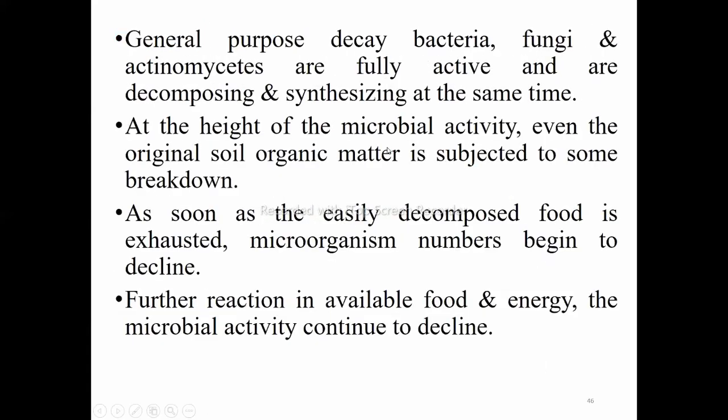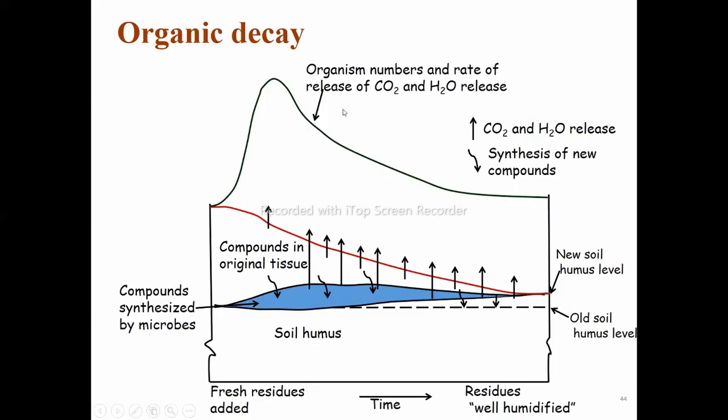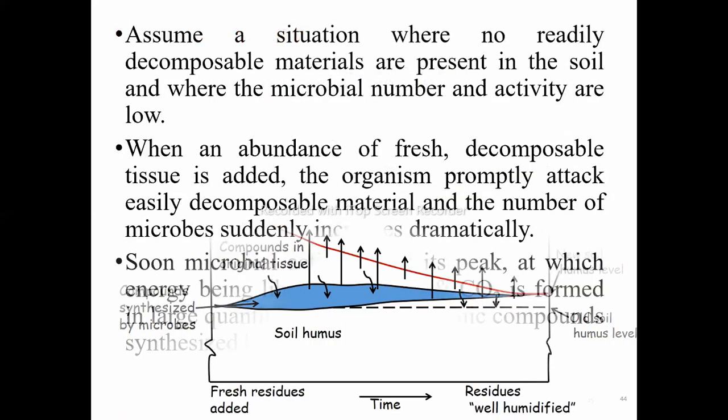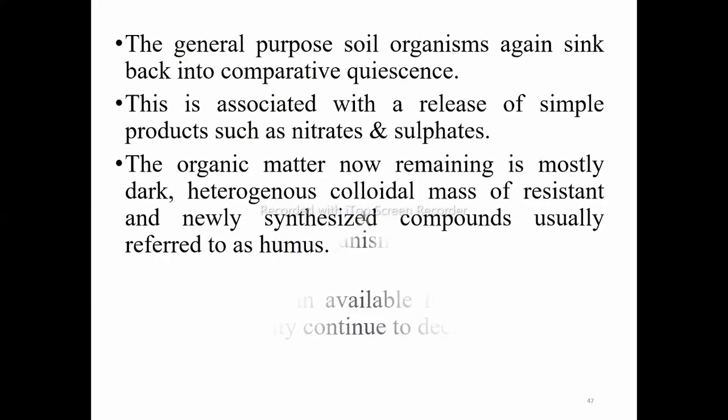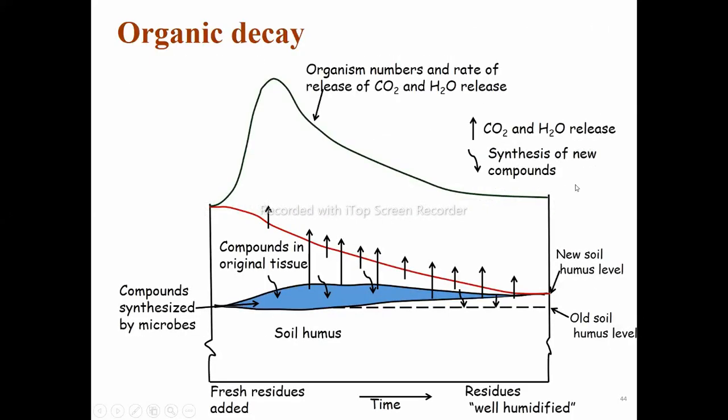At the height of the microbial activity, even the original soil organic matter is subjected to some breakdown. As soon as the easily decomposable food is exhausted, microorganism numbers begin to decline. So when the easily degradable material is exhausted, the microorganism number starts to decline, right? With a further reduction in available food and energy, the microbial activity continues to decline. And then general purpose soil organisms again sink back to the normal level.